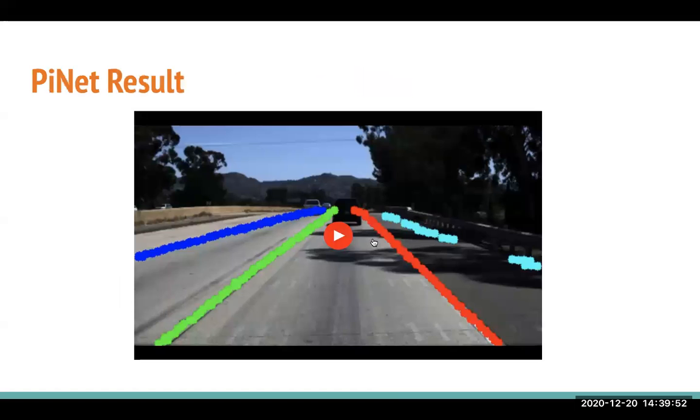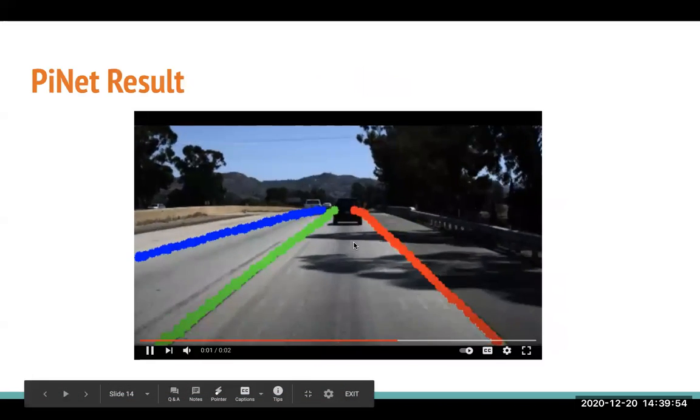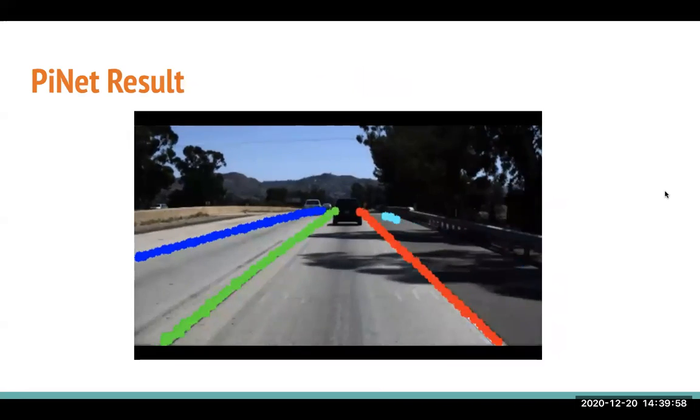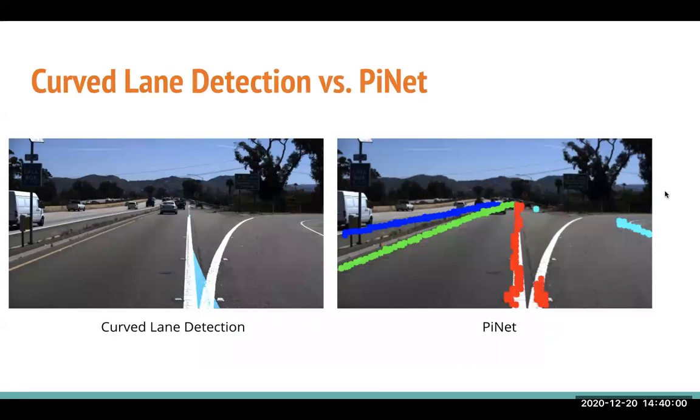This video shows the output of the PINet. It detects multiple lanes in the image. As a comparison to the curved lane detection, from the left image, we notice that curved lane detection cannot handle the situation where the car is changing lanes. The result of PINet is not perfect, but much better than the curved lane detection.